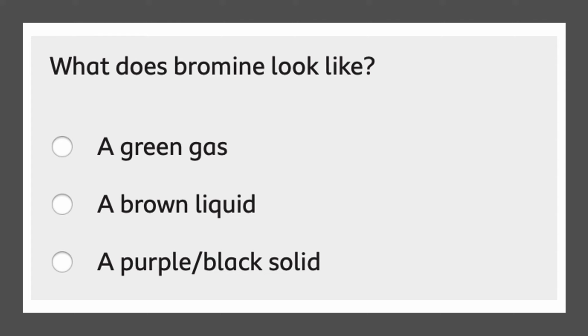Next question. What does bromine look like? So bromine is something that you have to remember. Bromine is a brown liquid. A liquid is its state of matter and the color is brown. It's not a green gas and it's not a purple black solid.